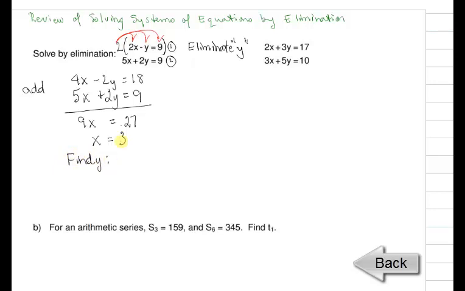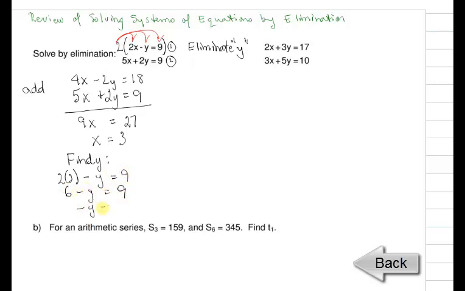We substitute x into one of our 2 equations, and I'm going to substitute it into my first one. Remember, when you're looking for the second variable, you should always substitute back into one of your original equations. So I'm going to plug in my x equals 3 into my first equation. That gives me 6 minus y equals 9.